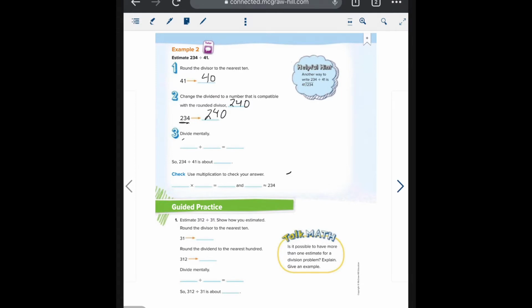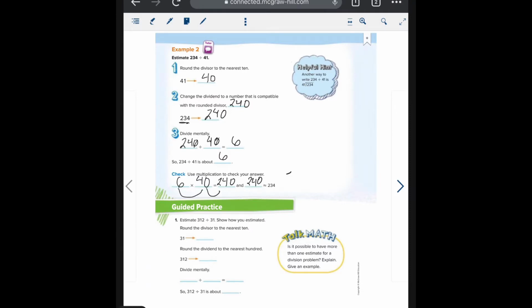Divide mentally because we've changed them into compatible numbers, so in our head we can mentally divide, and look, they both have a 0. Shortcut way, 24 divided by 4 is 6. So we have 234 divided by 41 is about 6. 6 times 40, when we use multiplication to check our answer, 6 times 4 is 24. Bring the 0 over, 240. And 240 is roughly close to 234. Remember that squiggly line means about.